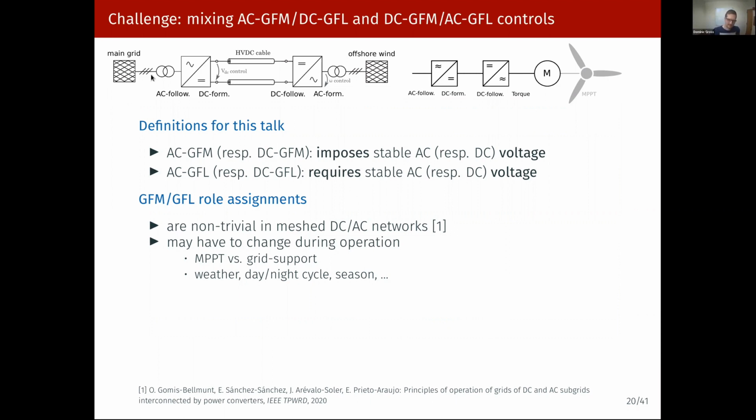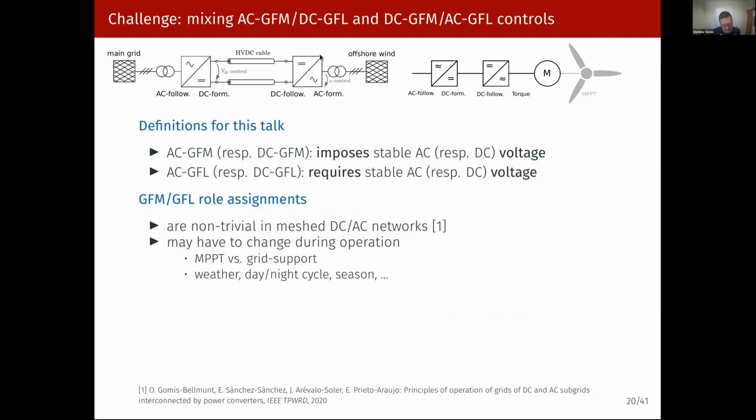So if you have an HVDC link, for instance, that is connecting an offshore wind farm to a main grid, what you would typically do is assume that the main grid is stable, then put a grid following control on the AC side of the onshore converter here. And that will in turn stabilize the voltage on the DC cable. And then the offshore converter will assume that the DC voltage is stable as an infinite bus.